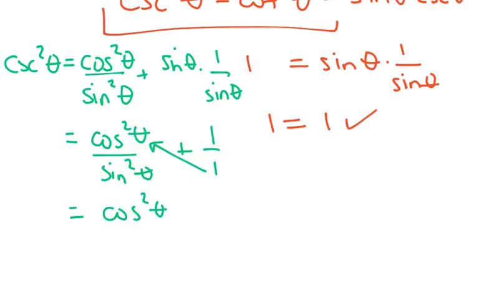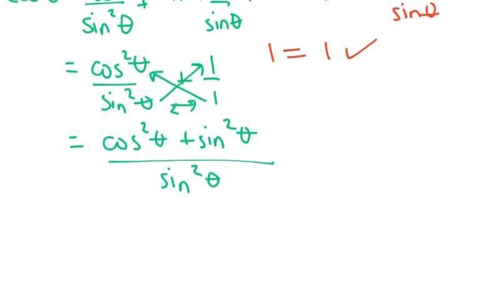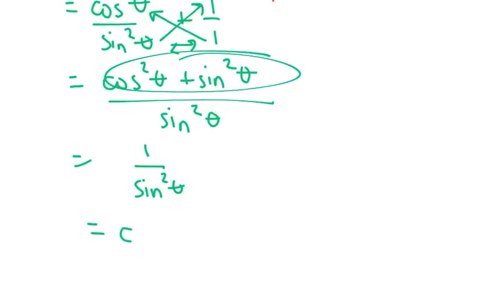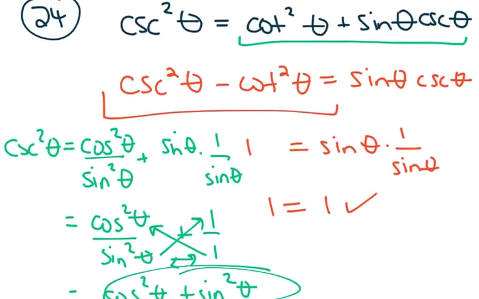So we get cosine squared plus sine squared over sine squared. And cosine squared plus sine squared is 1. And 1 over sine squared is the same as cosecant squared. So that's another way of attacking the problem. I realized that the first method was a lot shorter, but in order to get it verified that quickly, you need to understand the manipulation of the Pythagorean identities.